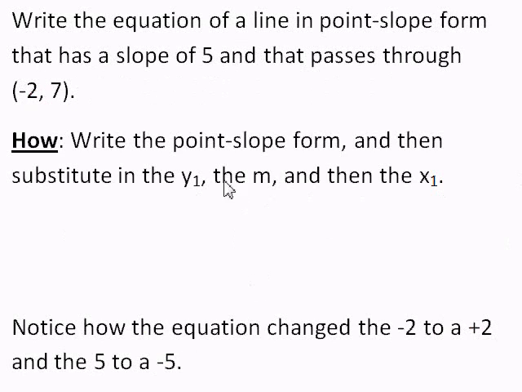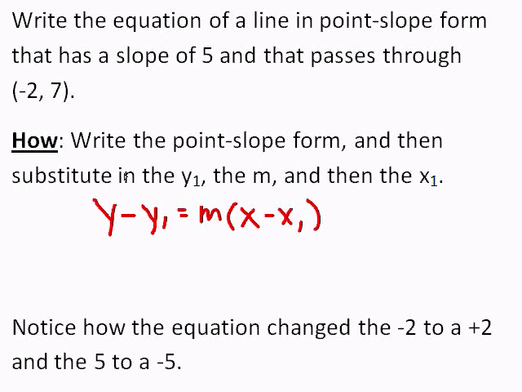We're going to be asked to write the equation of a line in point-slope form that has a given slope, in this case our slope is 5, and that passes through a point, in this case -2, 7. So how do you do it? First thing you're going to want to do is write the point-slope form. So let's go and do that together. The point-slope form is y minus y1 equals m(x minus x1). So we've written the point-slope form.